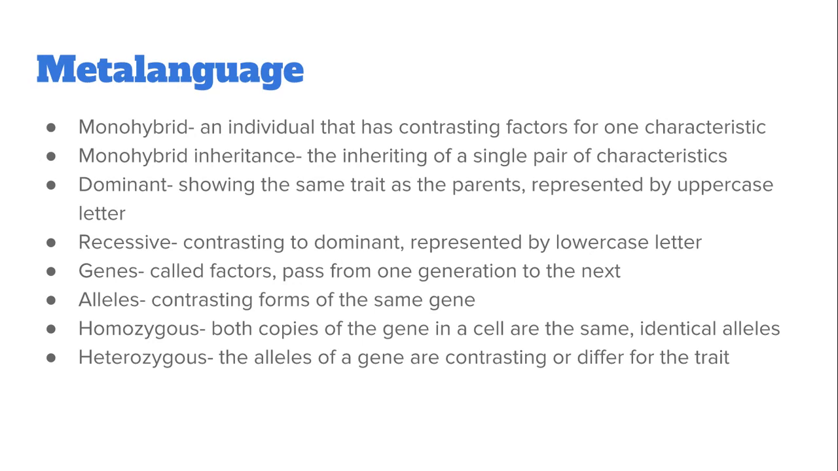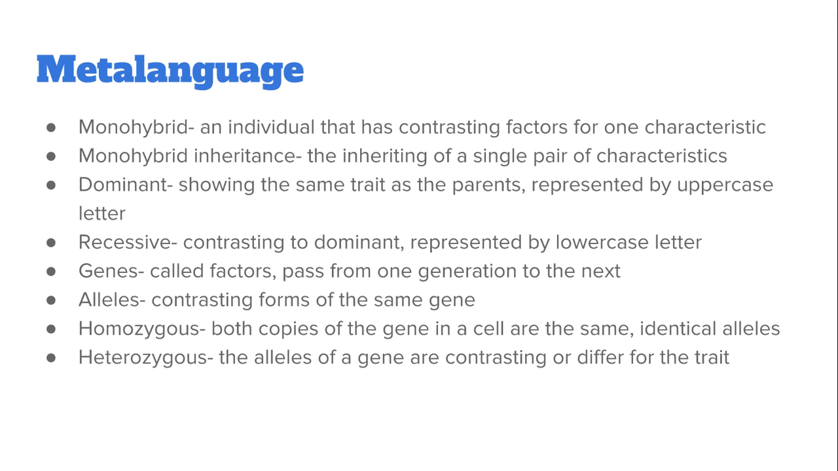When we refer to something as monohybrid, we're talking about an individual that has contrasting features for one characteristic. So when we discuss monohybrid inheritance, it's the inheriting of a single pair of characteristics. On the other hand, and not in this list, is dihybrid inheritance, which is where we can investigate two pairs of characteristics. And then we could look at dominant, which we referred to in the Stage 5 biology course, where something is showing the same trait as the parents and it's represented by an uppercase letter. On the flip side is recessive, which is contrasting to dominant and represented by a lowercase letter.